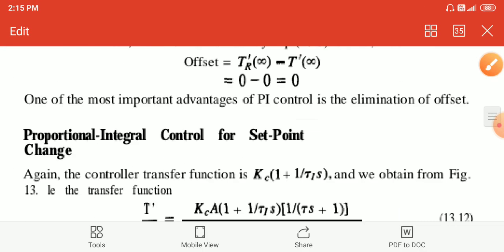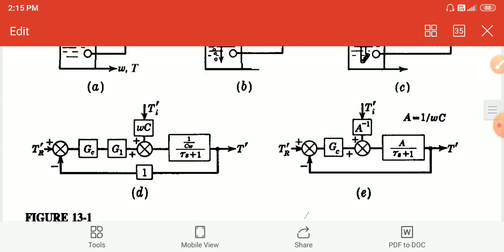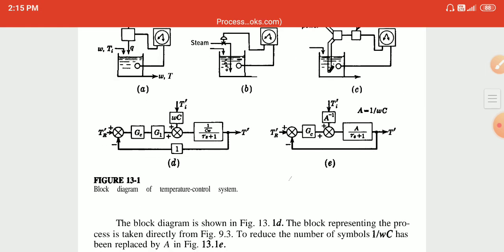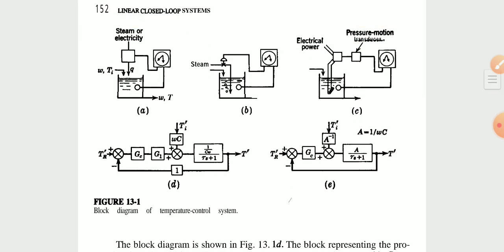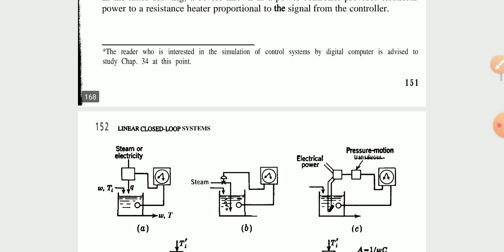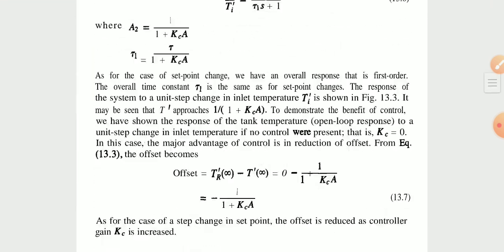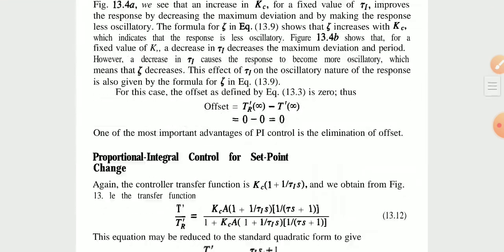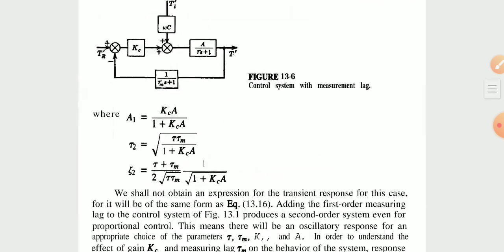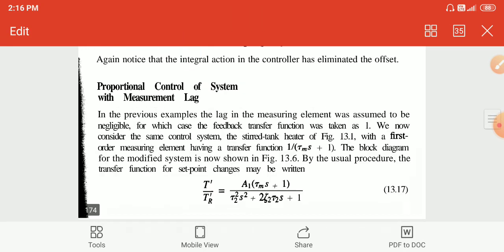Let us look at figure 13.1, the block diagram. This is a block diagram for a temperature control system. Let us discuss the symbols: what is G1, what is G2, Wc, 1 by CW, and tau s plus 1. We have already seen the block diagram earlier. These are simply the parts of the measurement lag.